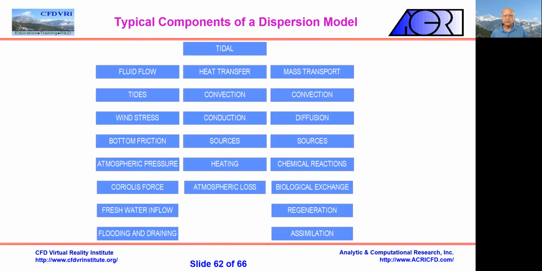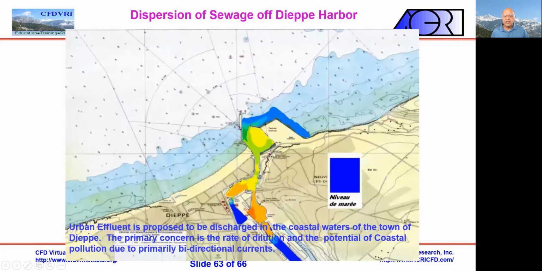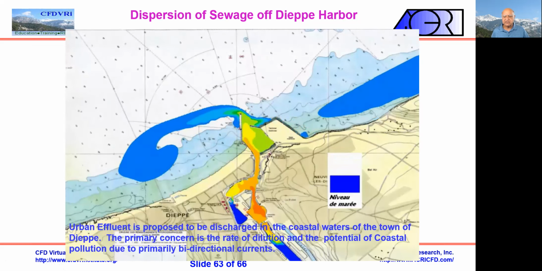So here is a typical component of a dispersion model. This is our model title. We have the heat transfer, convection, conduction, sources, heating, atmospheric loss. We have mass transport, convection, diffusion, chemical reaction, biological exchanges, regeneration, assimilation. All these things happen. And the fluid flow, of course, has wind stress, bottom friction, and all those kinds of things. So here is an example of what happens near the city of Dieppe.